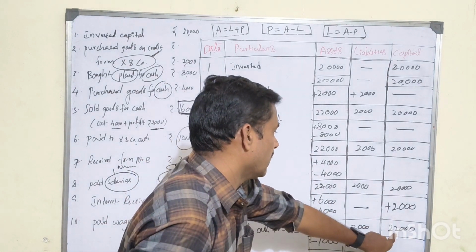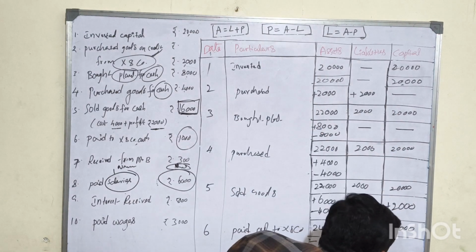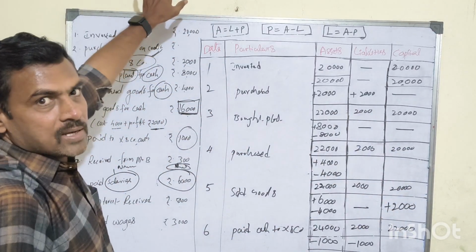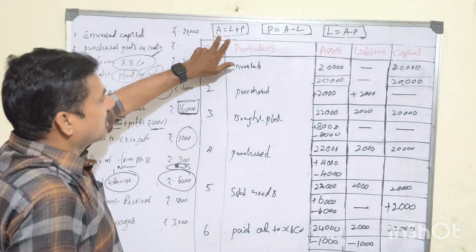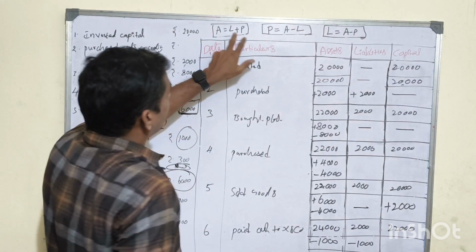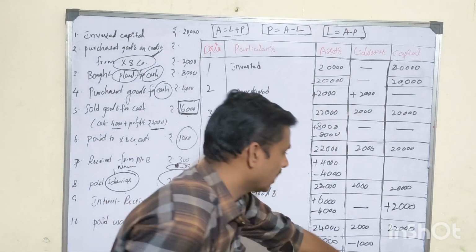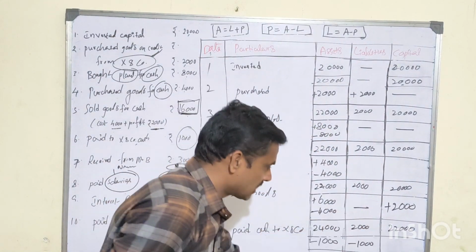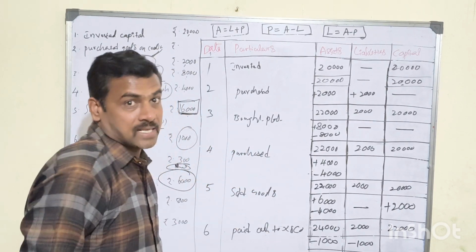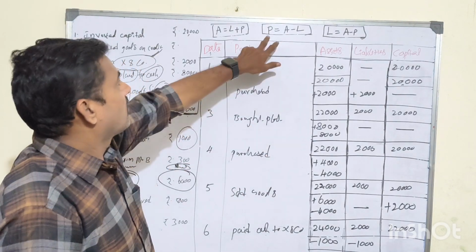My capital is 22,000. There is no change in the capital. So 22,000. Let's talk about the accounting equation. Interesting. Assets, that is 23,000, is equal to liabilities plus capital. What is my liability? 1,000. What is my capital? 22,000. 22,000 plus 1,000 equals 23,000. Makes sense?